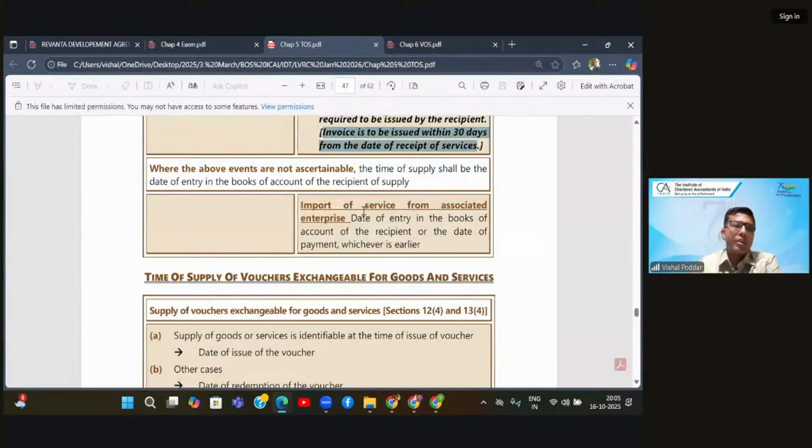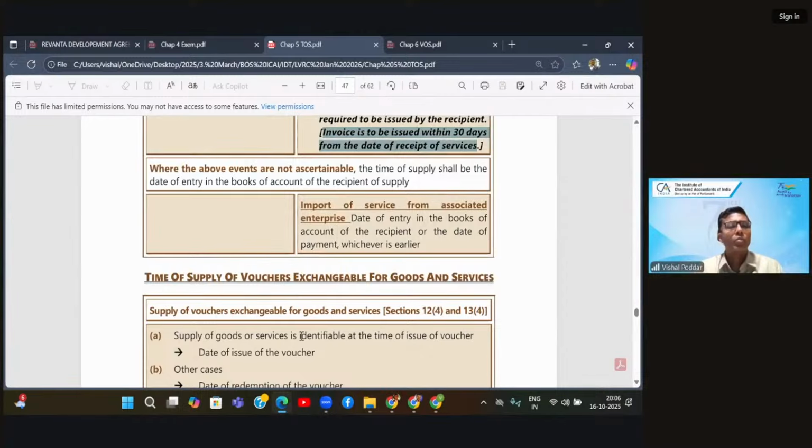Now, what is important here is that since we are associated enterprises, that is companies under the same management, or two branches of the same entity, there is a possibility that we may not even issue an invoice. Why? Because internally we keep on giving and taking services from one another. Hence, they have made a separate provision for time of supply, which says it is the date of entry in the books. So there may not be any invoice, but there will be an entry in the books or payment. Generally, this may not be there, but they have just given it, or payment, whichever is earlier.